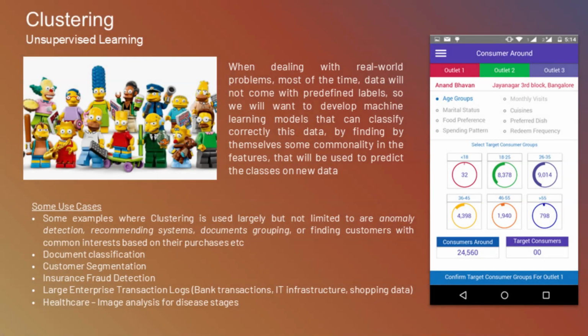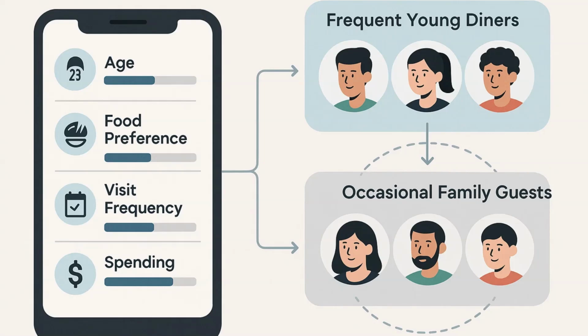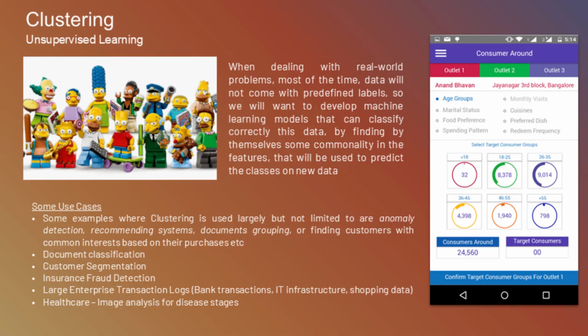Another relatable example. Think of a hotel app targeting potential consumers. It doesn't know each person's favorite dish or how often they dine out, but by analyzing their age, food preference, visit frequency, and spending habits, the app can group users into clusters like frequent young diners or occasional family guests. This allows for smarter, personalized marketing, again, all done without any prior labeling.